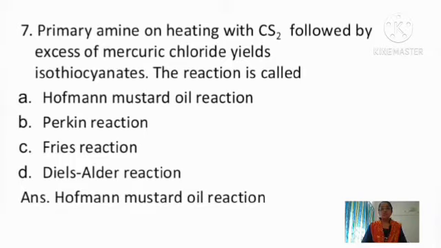What is the Hofmann mustard oil reaction? When a primary amine is treated with carbon disulfide, that is CS2, in excess of mercury chloride, there is a chance of formation of a phenyl ring with an NCS group, that is the isothiocyanate group, and that reaction is termed the Hofmann mustard oil reaction. So option A is correct, that is Hofmann mustard oil reaction.